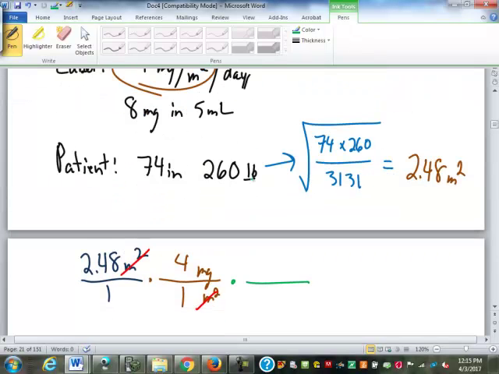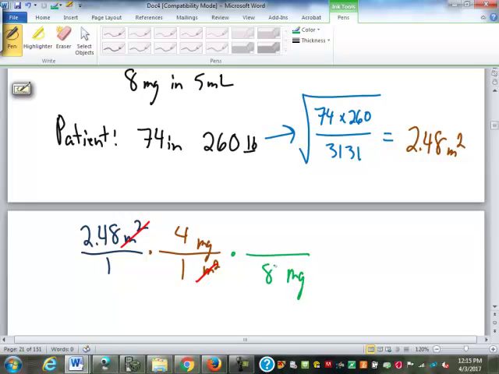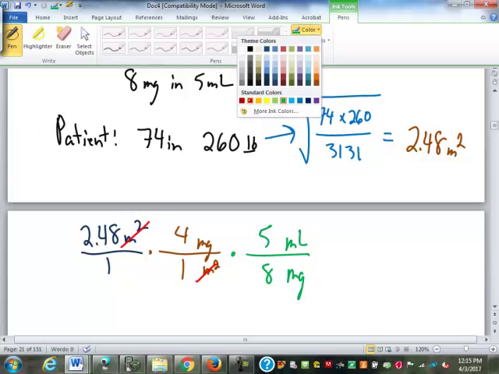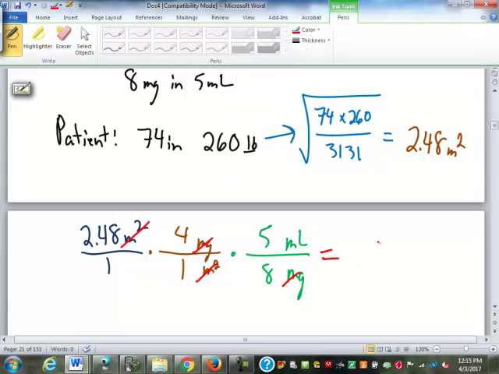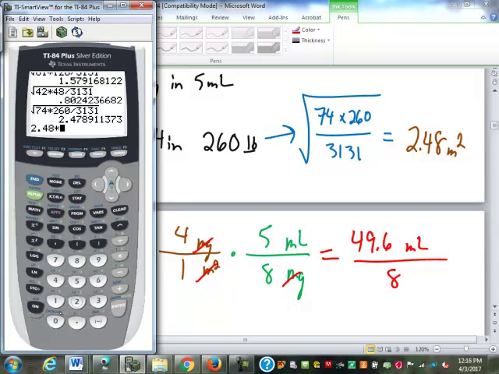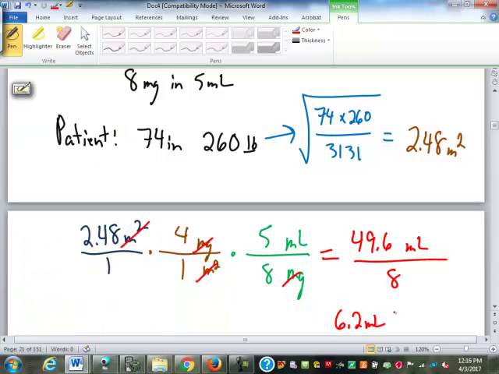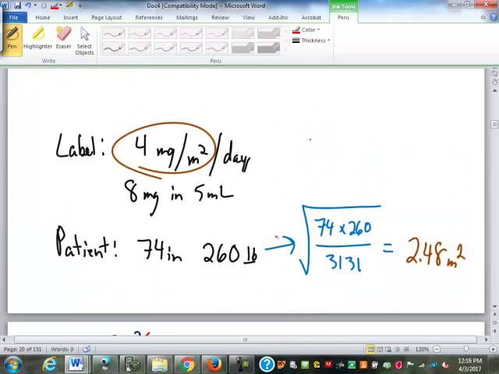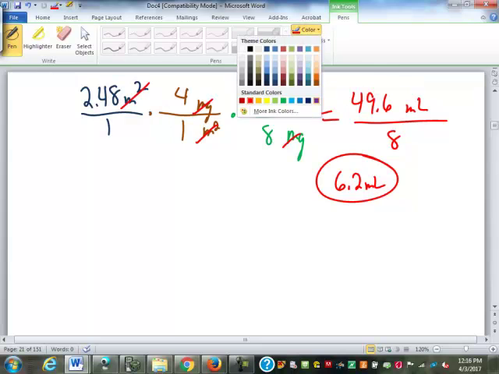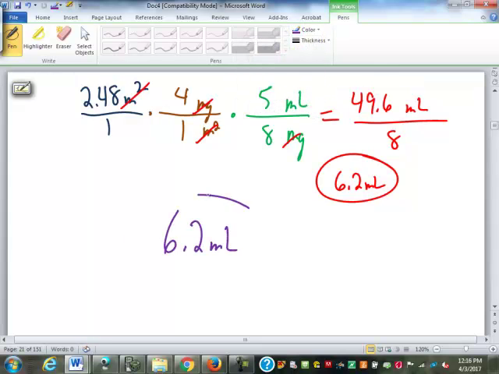This is stating 8 milligrams per 5 milliliters. So milligrams on bottom, 8 milligrams to 5 milliliters. Milligrams disappear. So 2.48 times 4 times 5 is 49.6, I believe, milliliters over 8. Which gives us 6.2 milliliters. Now we do have to go back and get our time frame that is per day. So that patient should receive 6.2 milliliters per day.